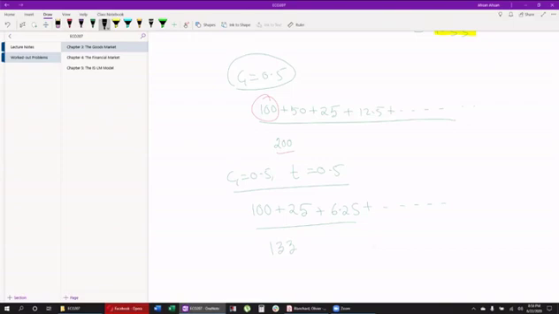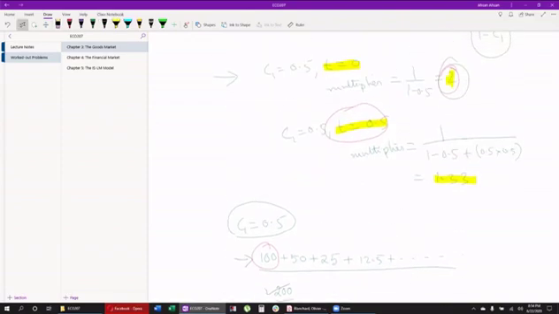So what has happened? In both cases, I spent 100 taka, but when there was no tax rate, the overall effect on the economy was 200. But once we've introduced the tax rate, the effect is 133, which is what we had seen. Initially, we had a multiplier of 2, but once we introduce t, we get a multiplier of 1.33.